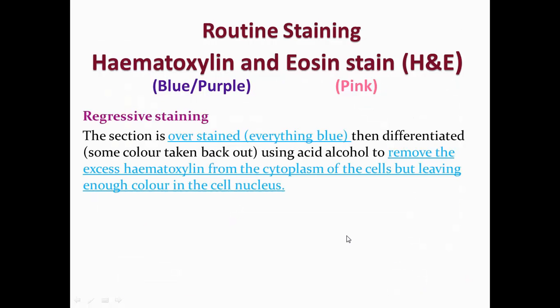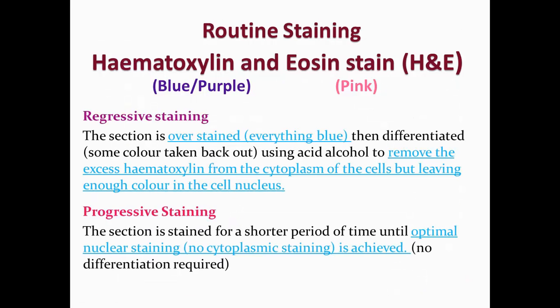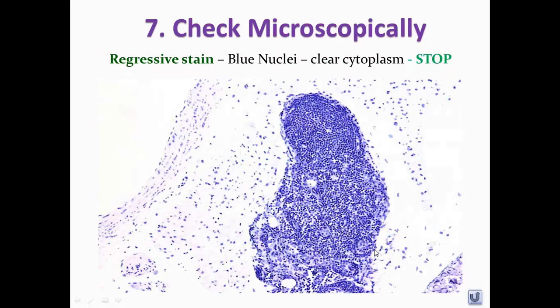The other type of hematoxylin and eosin stain is a progressive stain. These sections are stained for a much shorter period of time. They are stained until just the nuclei begin to stain. None of the background stains. Looks just like the second image of a regressive stain.